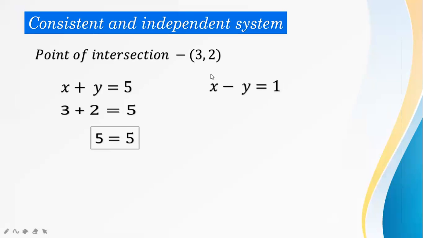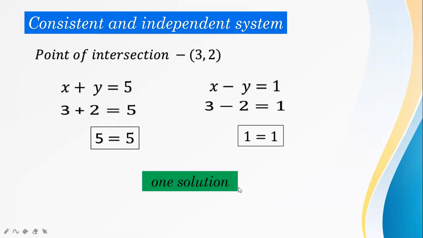Tignan natin kung magsasatisfy itong x minus y equals 1. Kung ito ba ay one of the solution of this equation. Then we have 3 minus 2. So your y is 2. 3 minus 2, the answer is 1 equals 1. So therefore, they are equal. And it means that this will be the solution of this second equation. So therefore, both of the equations are true. And this will be the solution.